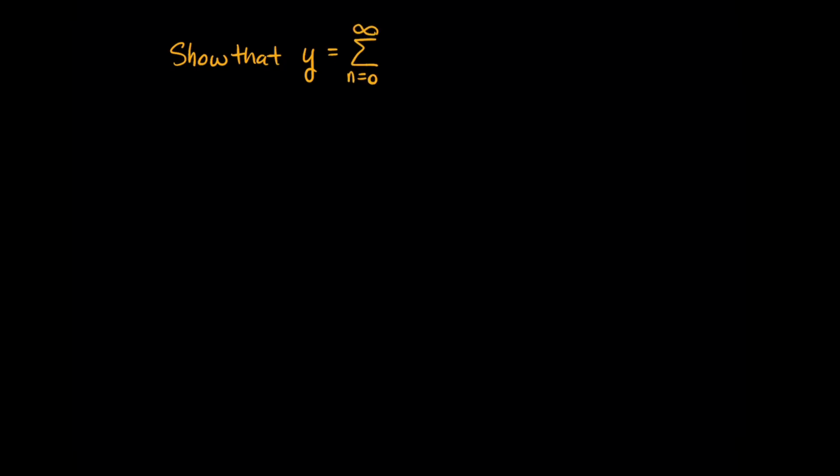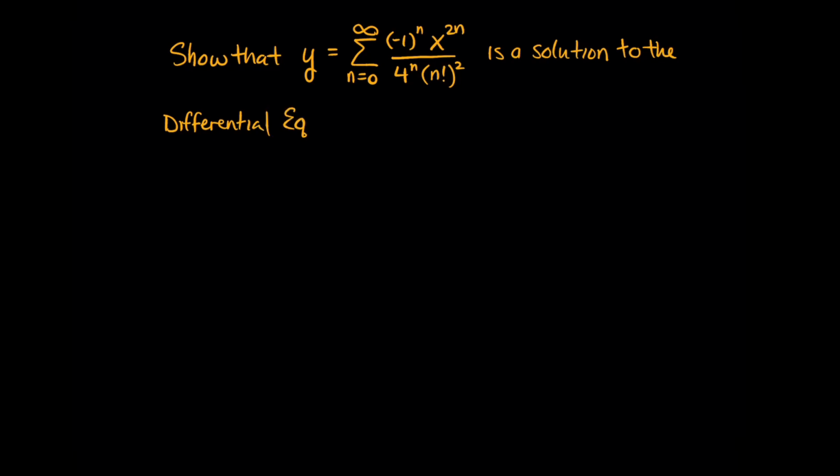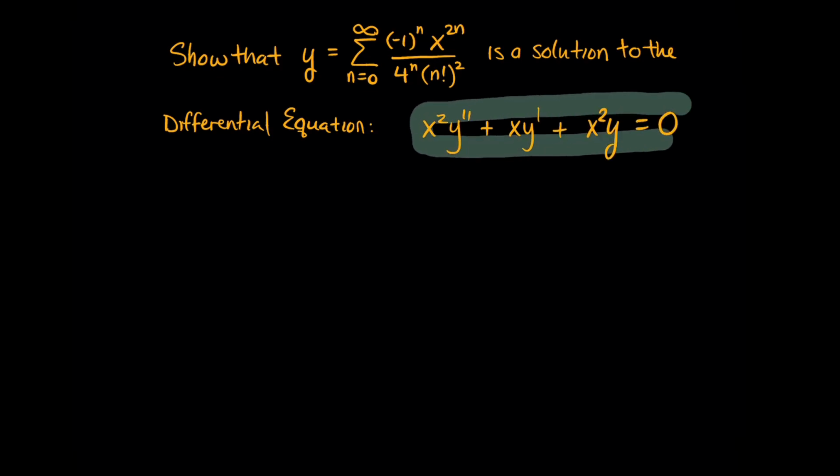So we want to show that the series given by y equals the infinite sum starting from n equals 0 to infinity of negative 1 to the n power x to the 2n power over 4 to the nth power n factorial squared is a solution to the differential equation x squared y double prime plus xy prime plus x squared y is equal to 0.